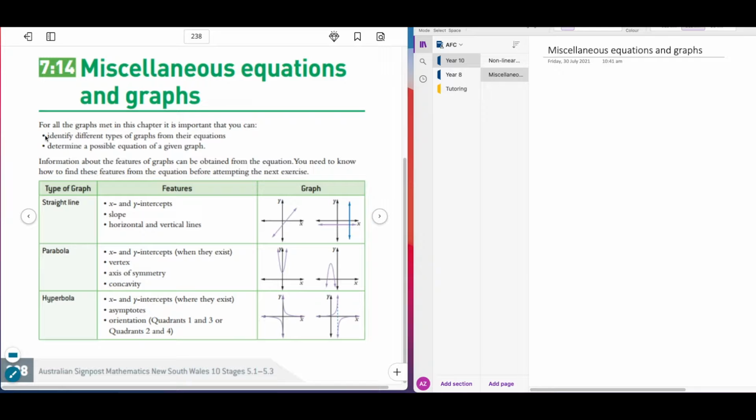The first step I expect you to already know. The second one is more challenging and it takes a bit of practice. Information about the features of the graphs can be obtained from the equation. You need to know how to find these features from the equation before attempting the next exercise.